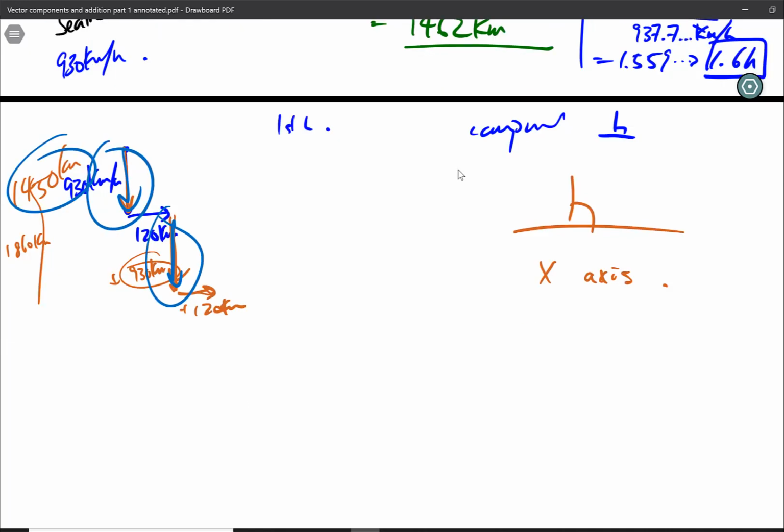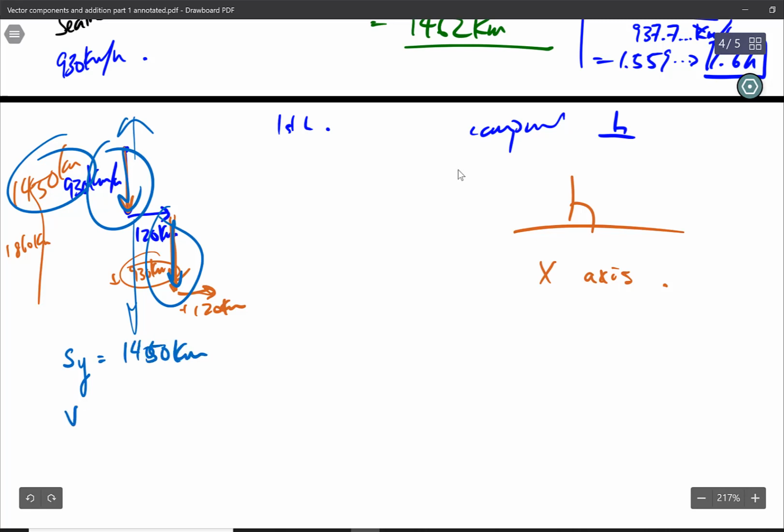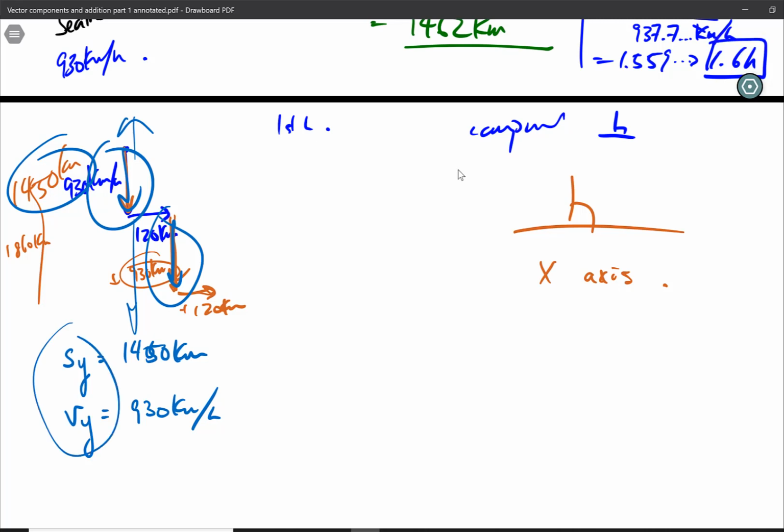Now we have the displacement, and I'm going to label this as displacement in the y-axis direction, the vertical direction here. We have this as 1450 kilometers. And we also have the velocity in the y direction as 930 kilometers per hour. Notice I'm using y here as an axis. Only the y-axis vectors will talk to each other. Okay, they're on their own channel, just like we have our own channels.